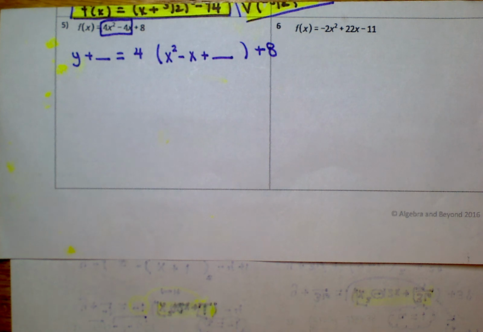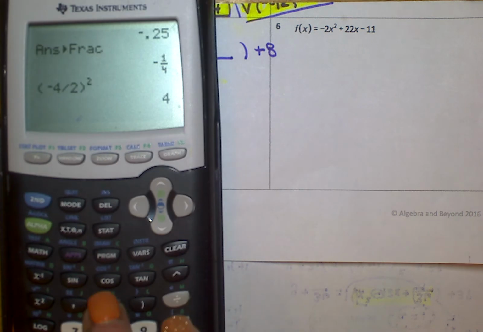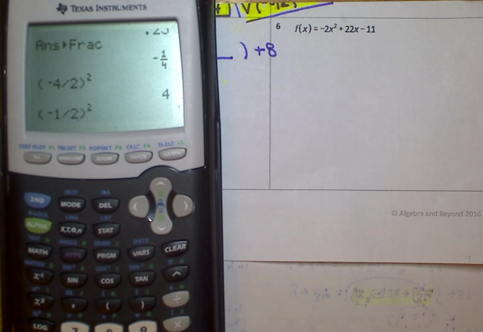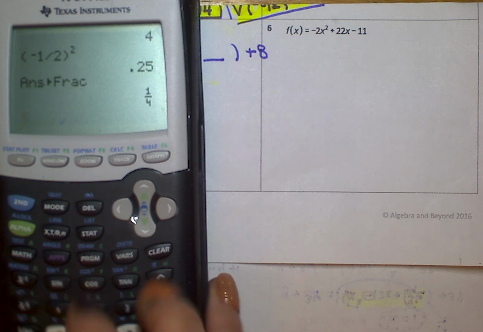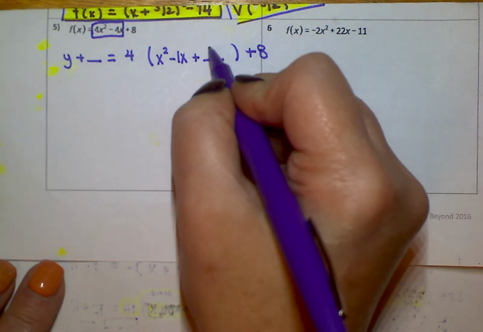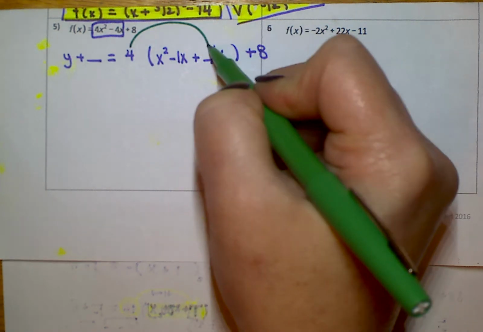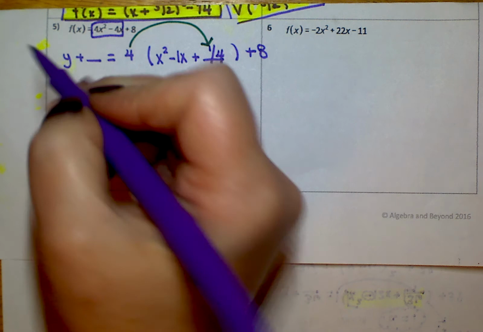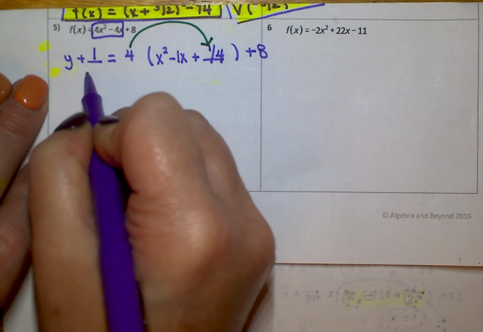Okay, now take half of your b and square it. So I'm taking half of -1 and I'm squaring it. That gives me 1/4. Multiply that to the number in front, and that should give you a 1. See if you can finish.